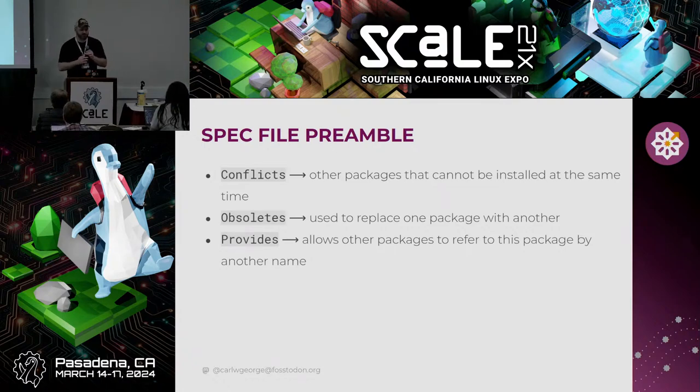Obsoletes is a relationship where you're telling the system that one package is going to replace another package. That might be used if you're renaming a package. Let's say, I know this isn't how it worked, but let's say you had a wget package and you wanted to replace it with the wget2 package. I know Neal wants to jump in because that's not how the wget2 project worked. That's not what it was. But anyway, if you wanted to replace one with the other, you could use obsoletes in the second to say this is going to replace the first package.